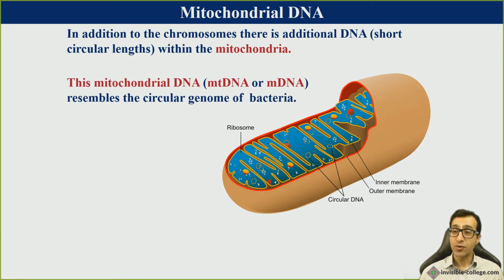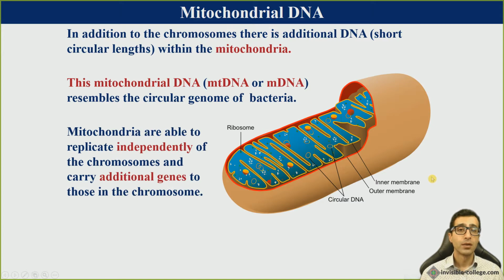So, the mitochondrial DNA actually resembles the circular genome that you find in bacteria. Within the mitochondrial matrix here, you find these circular loops of DNA, and these circular loops of DNA allow the mitochondrion to replicate itself independently of the cell that you find it in.